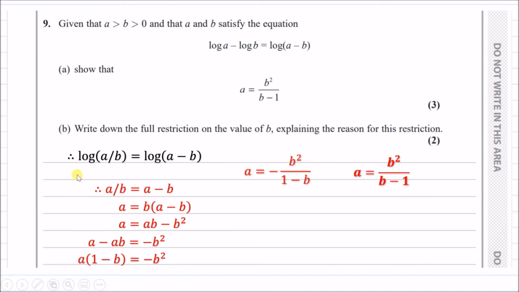Now, for the second part, it says write down the full restriction on the value of b. Explain the reason for this restriction.